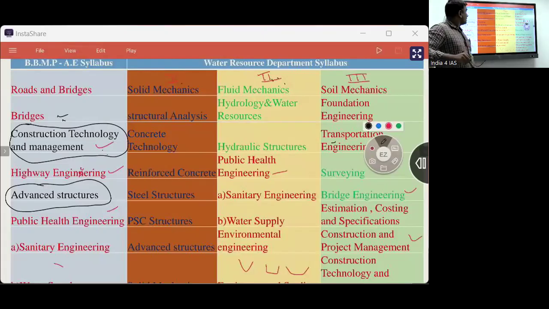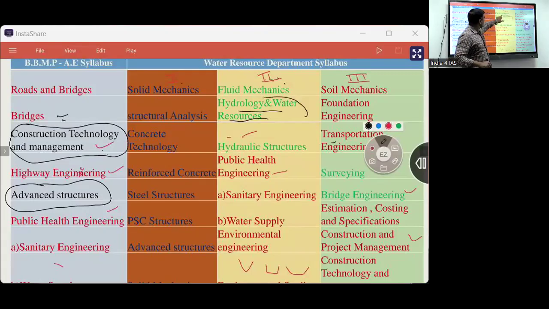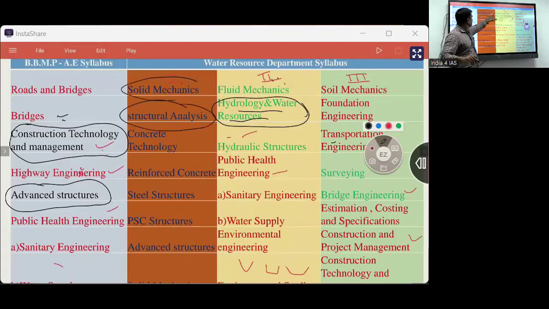See, most of the questions you may expect are in this part. Why am I telling you? Because there are minor irrigation and major irrigation. One of my cousins is in MI only, minor irrigation. So you need to prepare this part 100%. This is a very important part. Very important.